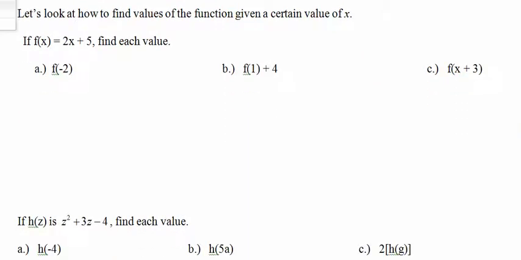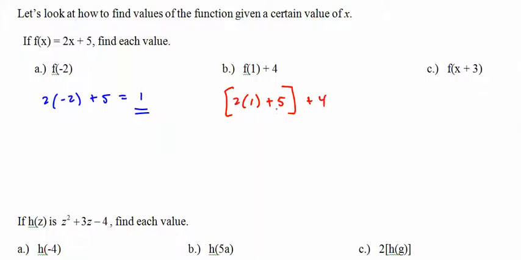On the ACT, it's not that big a deal. It's just different, which people can't handle. So f of negative 2 means 2 times negative 2 plus 5, which is 1. F of 1 means 2 times 1 plus 5. What about the 4? Who cares? I just did f of 1. Now plus 4: 2 plus 5 is 7, plus 4 is 11.